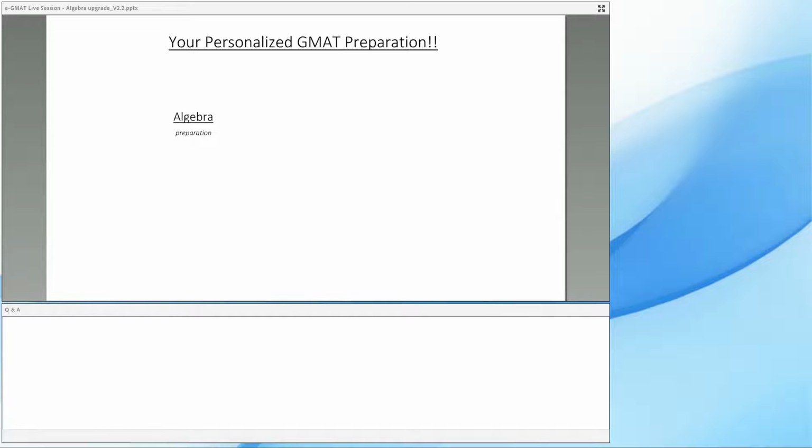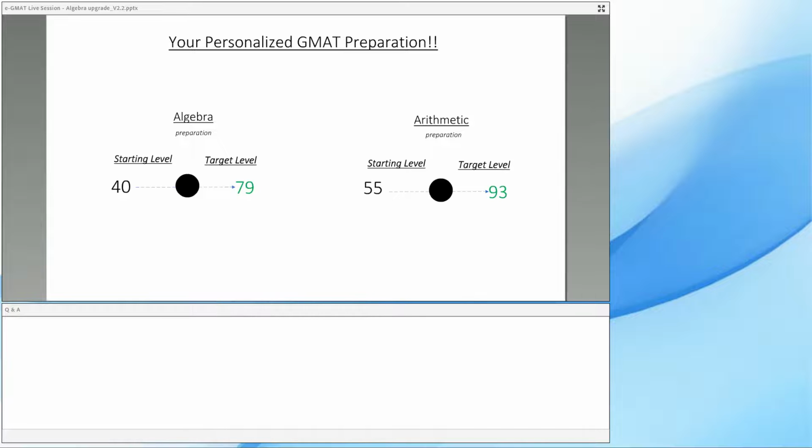Now that you've decided how to get to that Q50 and V38, let's personalize your preparation in algebra and arithmetic. In algebra, we define your starting level, and you already have that target level. So your journey towards 720 for algebra is from the 40th percentile to the 79th percentile, whereas your journey for arithmetic is from the 55th percentile to the 93rd percentile.